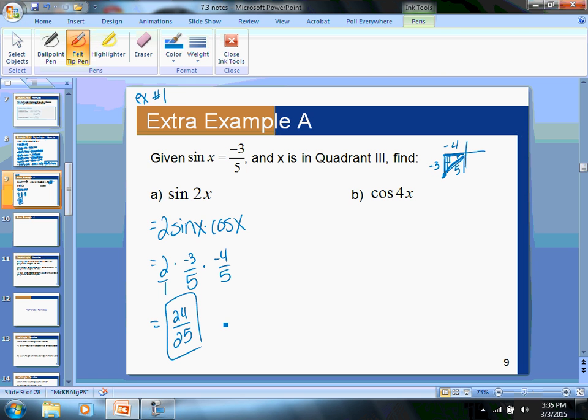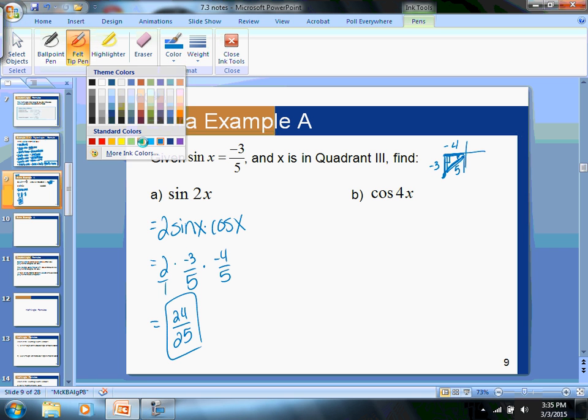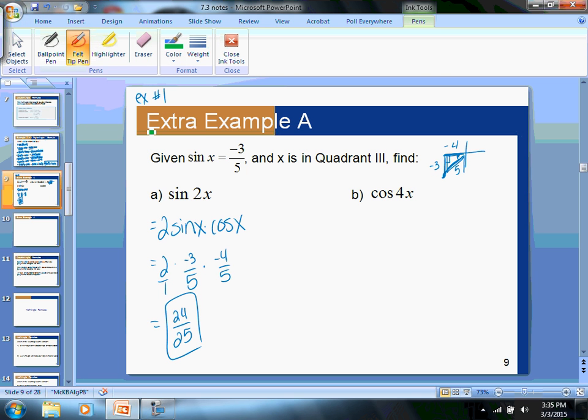And for part B, we're going to have to do a little bit more simplification because I have cosine of 4x. So in the previous example, we had cosine of 3x. We split that up into 2x and 1x. So 4x, I'm going to split it up into 2x and 2x. So I have my 2 double angles.